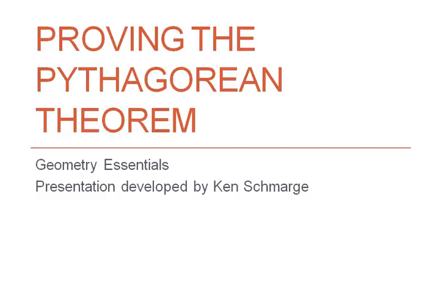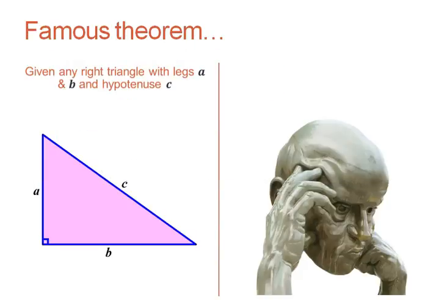Today we're going to be proving the famous Pythagorean theorem. The theorem states that given any right triangle with legs A and B and hypotenuse C, a squared plus b squared equals c squared. This is a relationship with which you're probably already familiar and have even used before, but why is it true? That's what we intend to figure out today.